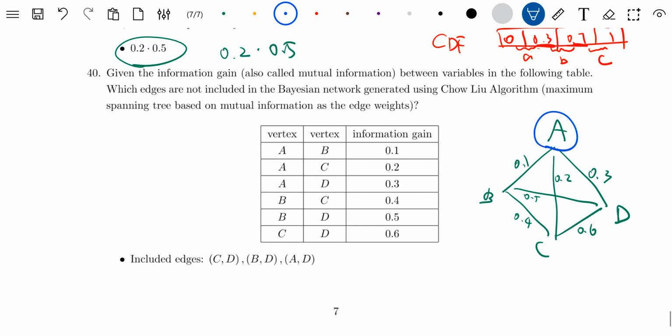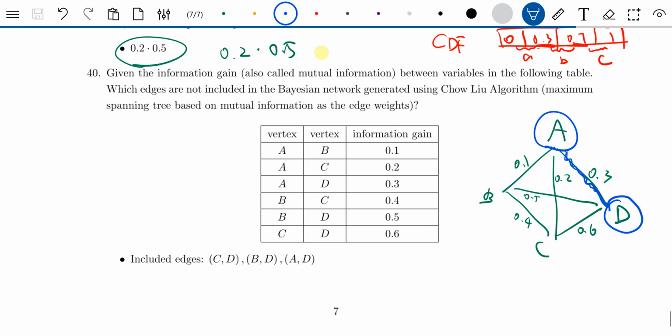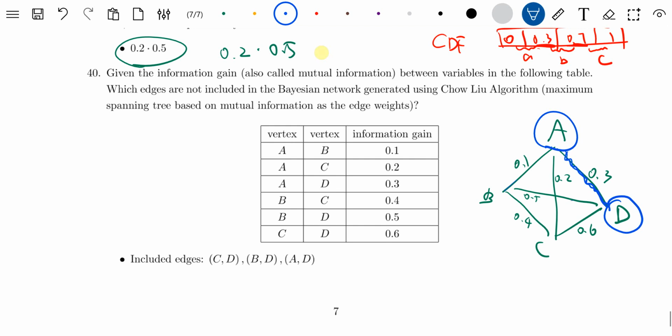So for example, if you start with A, then just find the edge with the largest information gain from the tree I already have, which is only A, to something else. So here 0.3 is the largest. So I will add this edge and add this vertex to my tree. So now my tree is AD. And then starting from my tree to anything else, there are many choices: 0.1, 0.2, 0.5, 0.6. 0.6 is the largest, so I'm going to add this edge and add this vertex to my tree.